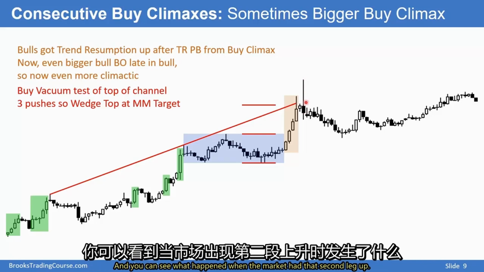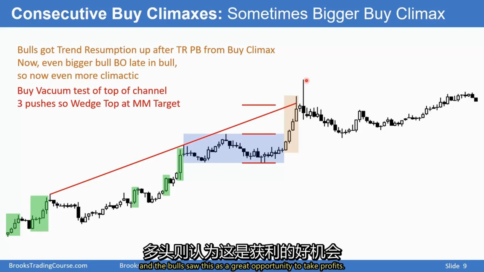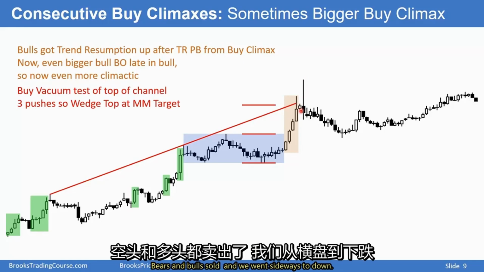And you can see what happened when the market had that second leg up. The bears sold aggressively above the channel and above the measured move target, and the bulls saw this as a great opportunity to take profits. Bears and bulls sold, and we went sideways to down.